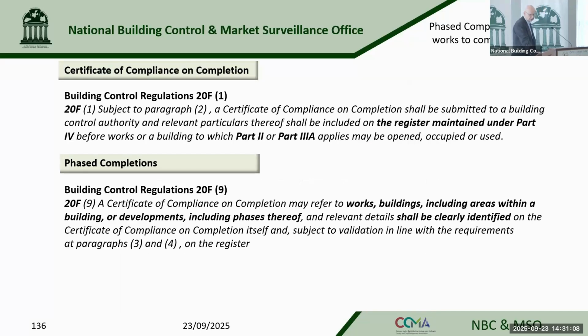So the Certificate of Compliance on Completion, it's 20F, so it notes that a building may not be occupied, opened or used unless it has a CCC which is registered under Part 4, and especially where there's compliance with Part 2 and Part 3A. Phase completions are covered under 20F9, so it notes that the certificate might refer to works, buildings, including areas within a building, or developments, including phases thereof, and notes that the relevant details should be clearly identified on the Certificate of Compliance itself, and is subject to validation in line with requirements of paragraphs 3 and 4.